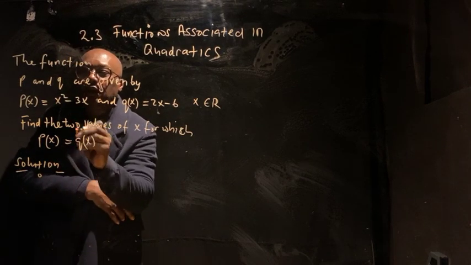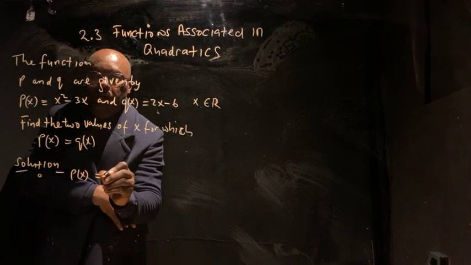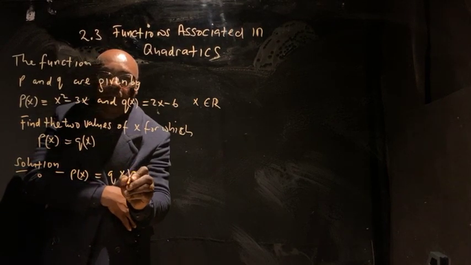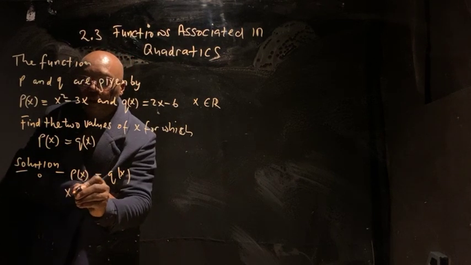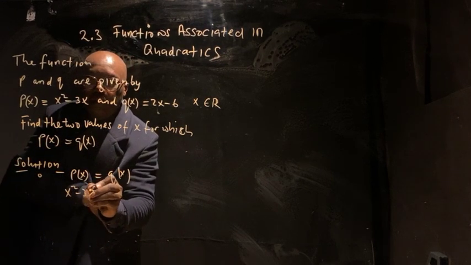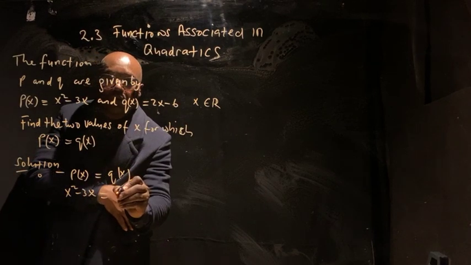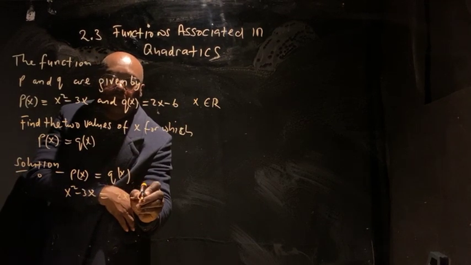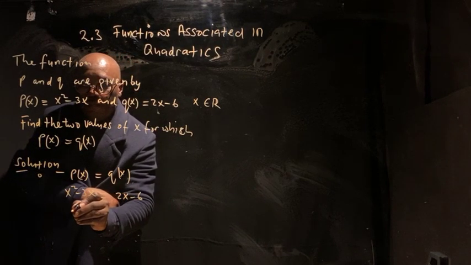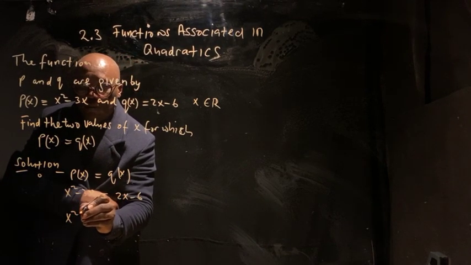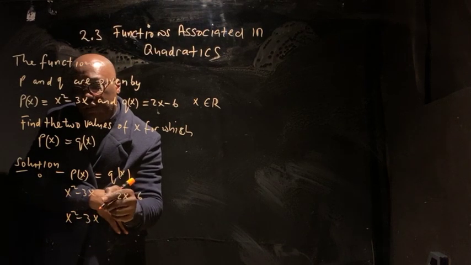P of x equals q of x will indicate that, what is p of x? x squared minus 3x equals, what is q of x? q of x equals 2x minus 6. Now, x squared minus 3x, then we bring this 2x to this side.